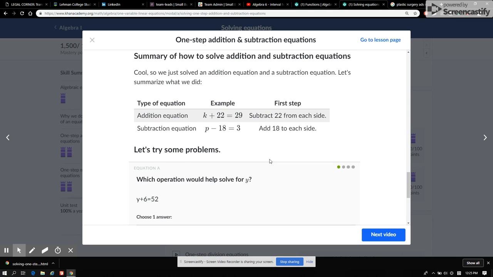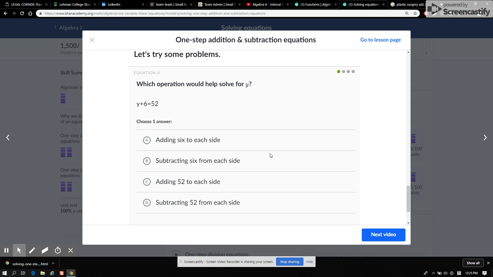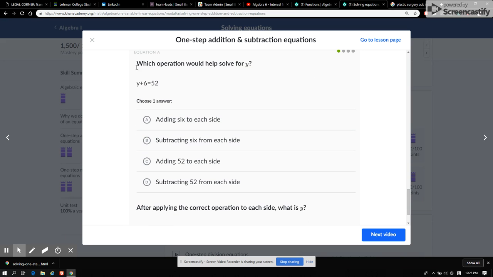And then what I like is here, they have some actualization questions. If you look here, there are 4 dots. One of them is green. That means that there are 4 questions. So here they give you: which operation would help solve for y? They're asking you what it is that you have to do. This is the process that Braun was talking about.